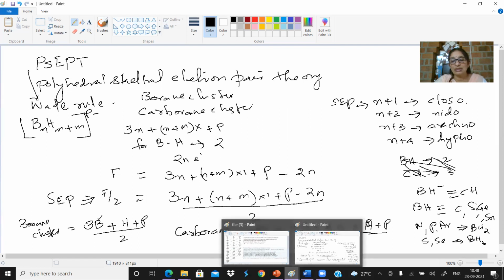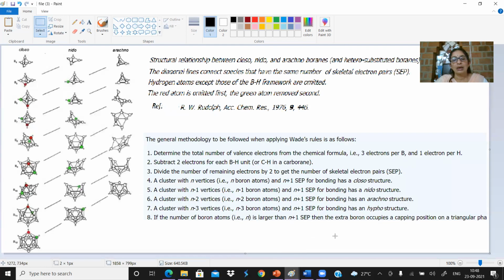Now we'll see what rules Wade formulated for this, and how each step is mentioned in Wade's rule. This is the general methodology to be followed when applying Wade's rules. One is what we have done: we determine the total number of valence electrons from the chemical formula. For boron it is 3 electrons, 1 electron per hydrogen, and when it is a carborane, 4 electrons per carbon. Then subtract 2 electrons for each BH unit, or CH in a carborane. Then divide the number of remaining electrons by 2 to get the number of skeletal electron pairs.